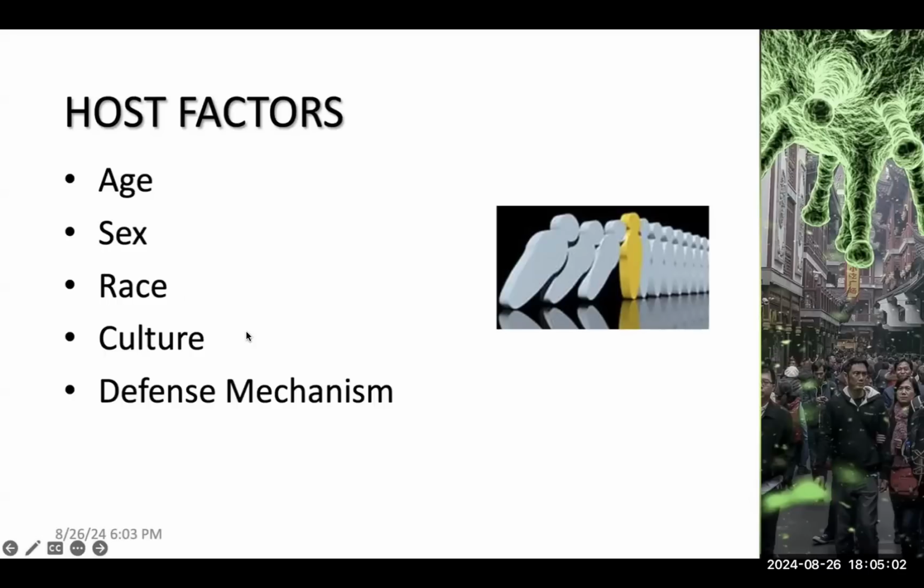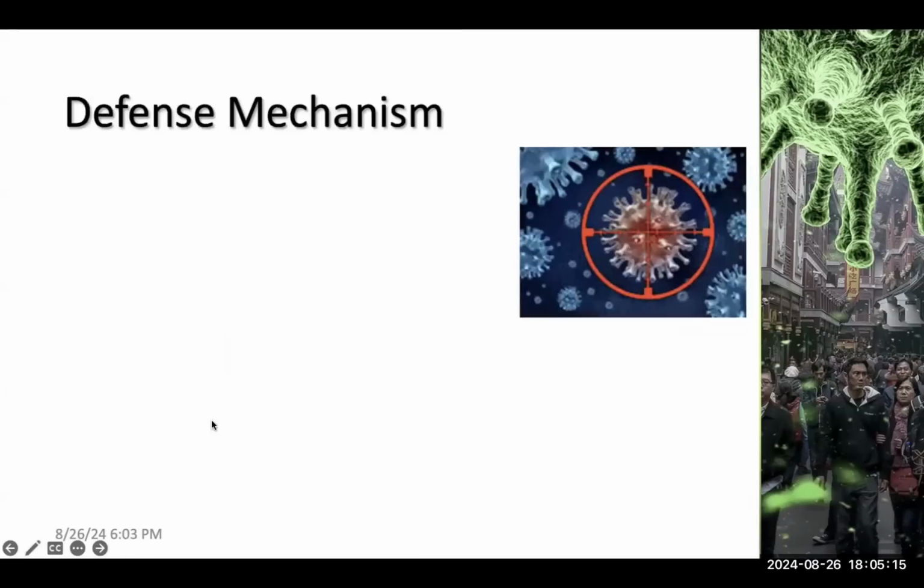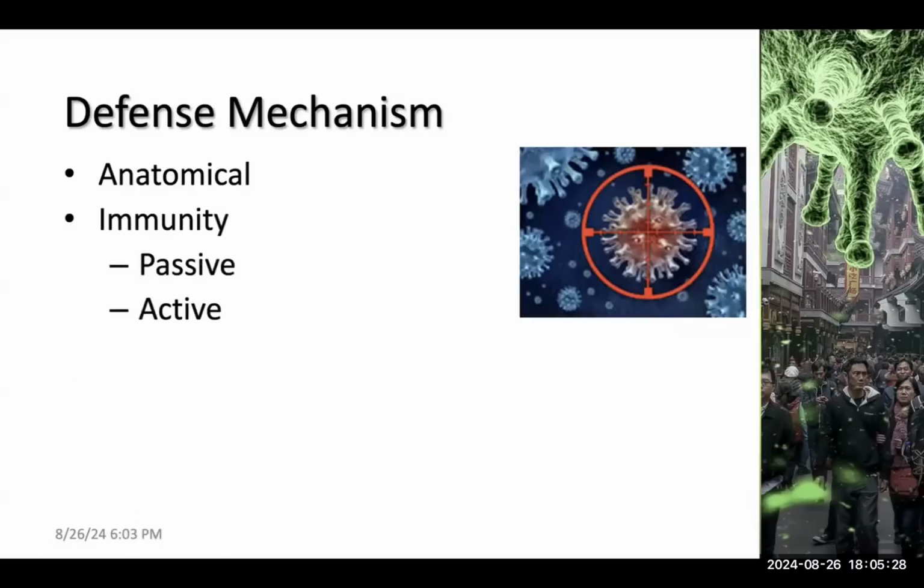You can also have the old practice in the Philippines of cutting the umbilical cord by use of bamboo. So that would cause infection. And then we have the different defense mechanisms. You have the anatomical defense mechanism, which includes the skin. And we have the immunity. We have the passive and active immunity. The passive immunity includes the maternal transfer of natural immunity to the child. Active immunity is attained by natural infection or by giving vaccines.